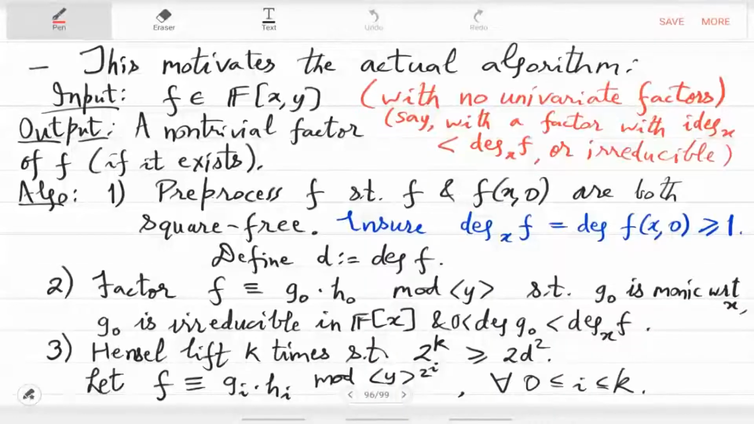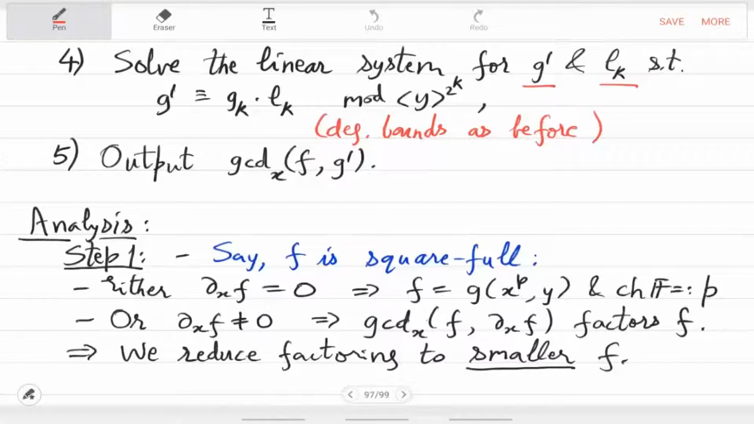Otherwise, mod y, there will be factorization, there will be factors and they will be co-prime because f is square free mod y. So G0 and H0 are both non-trivial factors mod y, right? So this is a situation where you can Hensel lift. So you will Hensel lift k times to reach y degree 2 raised to k at least 2d square. So you will have gk and hk, and with gk you try to convert it into a factor g prime with the requisite degree bounds, and then take GCD of g prime with f, right?